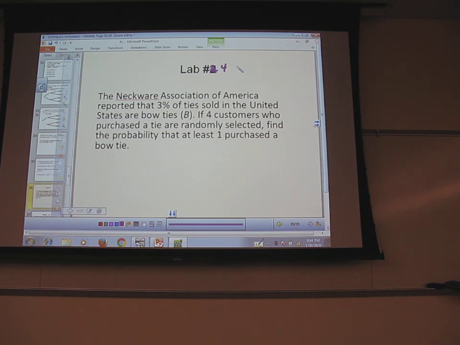I need to find the probability that at least one of them bought a bow tie. What's the probability that she bought a bow tie? 3%. They're not equally likely. 3%. What's the probability she did not buy a bow tie? 97%. So I need to find the probability that one of them did, or 2 of them did, or 3 of them did, or all 4 of them did. Or I can find the probability that they all said no to me. No bow tie. No. And subtract that from 1. So the probability she did not buy a bow tie, he didn't, she didn't. Okay, so take a minute with your neighbors, find this.